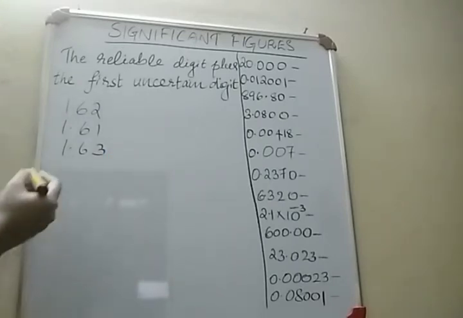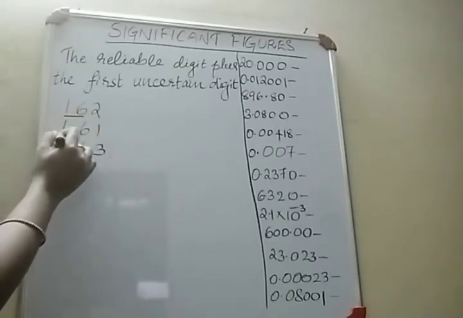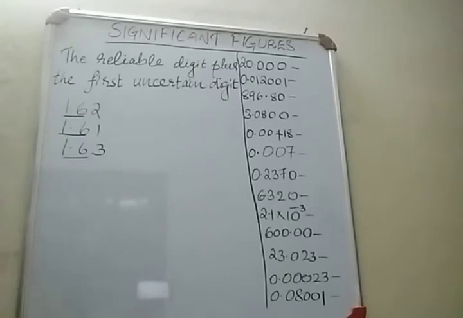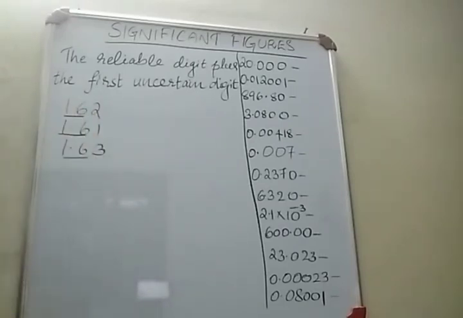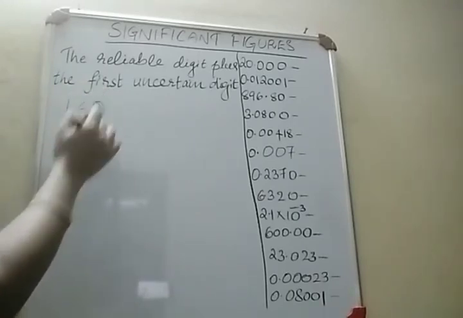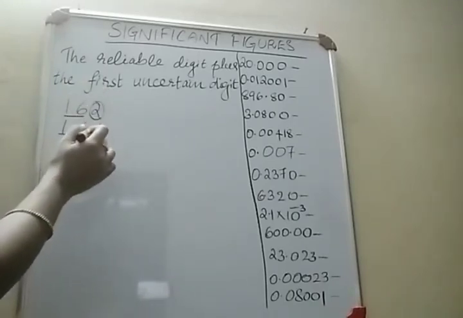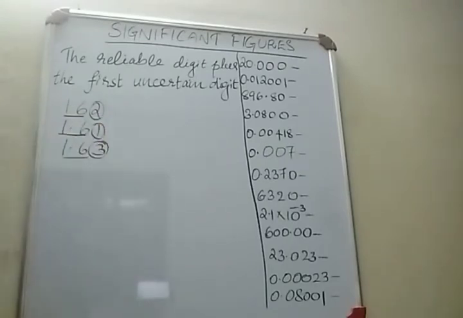But among these three values, the first two digits are certain. Nobody got 1.7. All of you got 1.6. So the first two digits, 1 and 6, are certain. There is some uncertainty in the last digit. Abhay got 2, Manjit got 1 and Shreyas got 3.